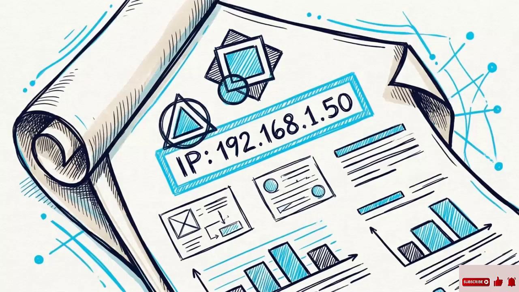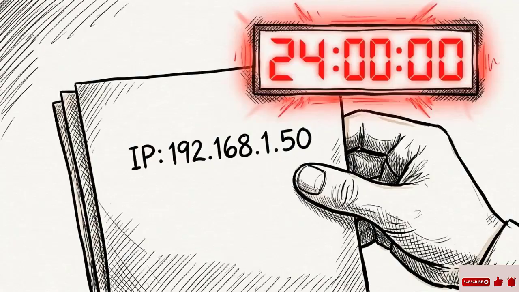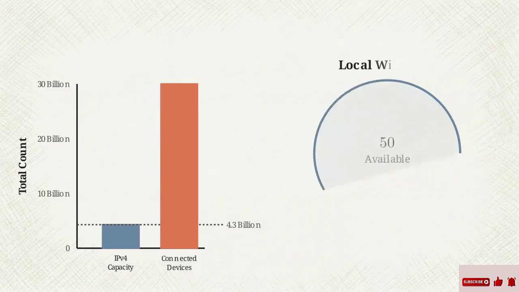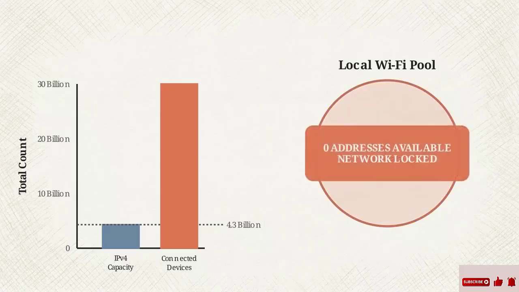There is one specific condition to this automation. You don't own that IP address. It is strictly leased to your device for a limited window of time. This chart highlights the problem. The standard IPv4 system only has about 4.3 billion unique addresses globally. Meanwhile, there are tens of billions of connected devices in the world. If public Wi-Fi networks issued permanent addresses to every smartphone that walked past, they would run out of digital real estate in a matter of days, locking out any new users.